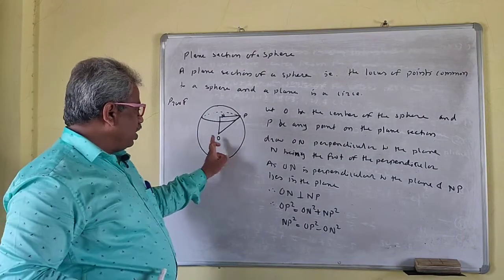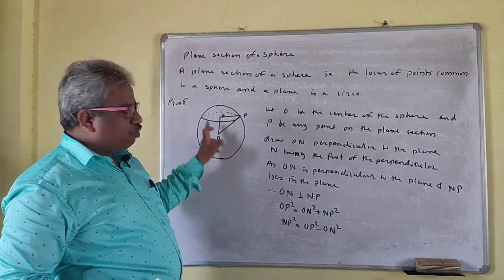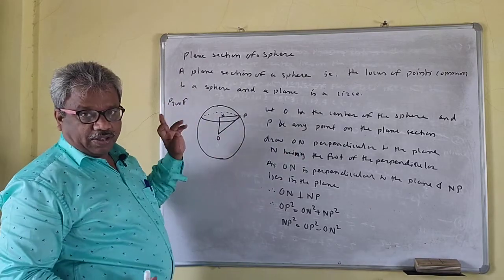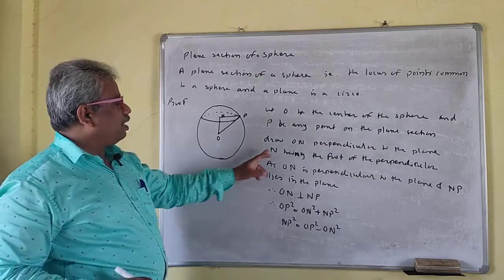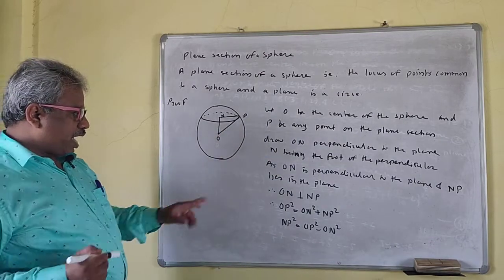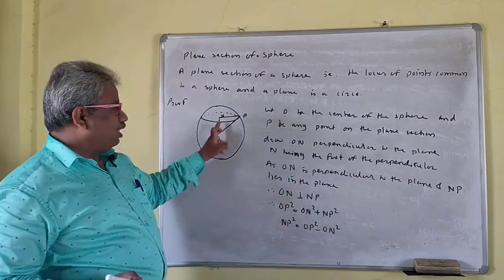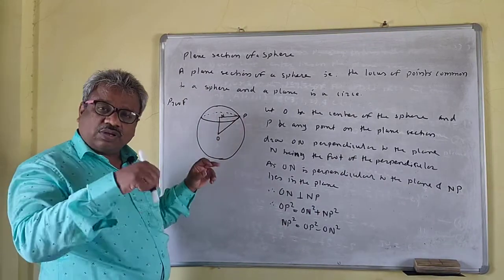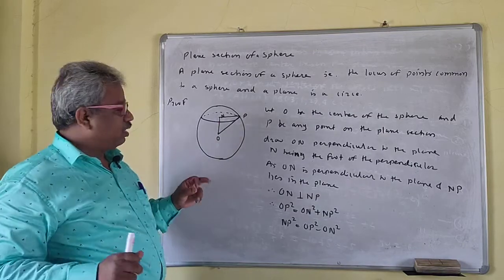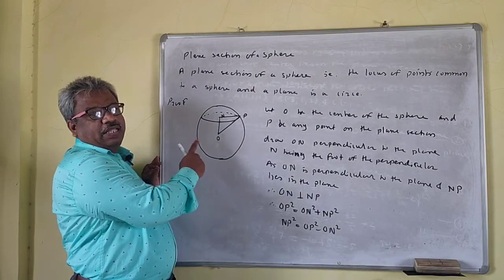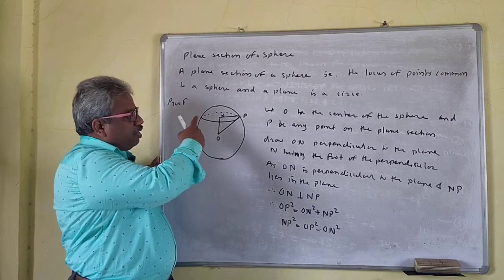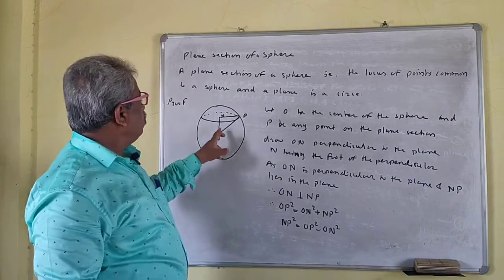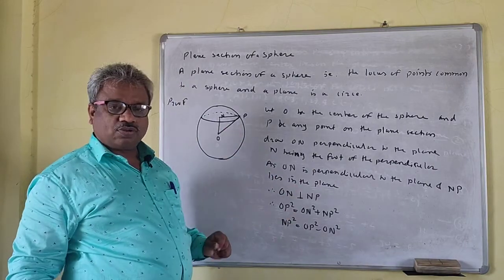Okay, so draw ON perpendicular to the plane, where N lies on the plane. That means N is the foot of the perpendicular. As ON is perpendicular to the plane, and N is in the plane and P is also in the plane, the whole line NP is in the plane. If any line is perpendicular to a plane, then that line is also perpendicular to any line of the plane. So that means ON is perpendicular to NP.